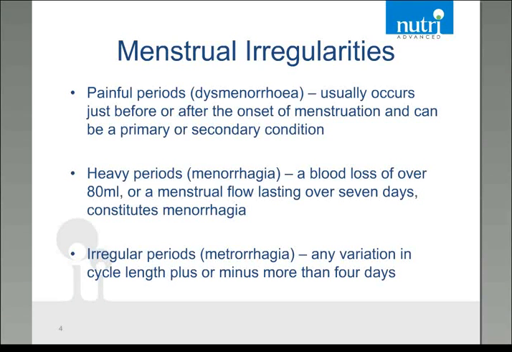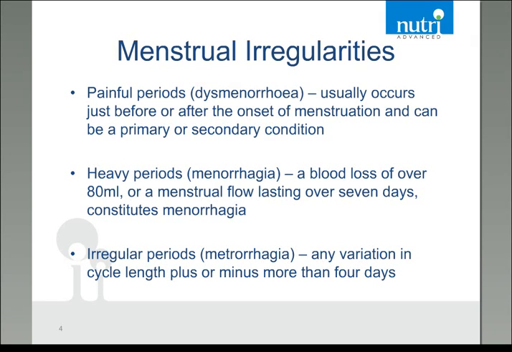Heavy periods, menorrhagia, is a blood loss of over 80 mL for a menstrual flow lasting over 7 days. Don't forget when you're speaking to your clients about heavy periods, don't ever accept the word it's normal, because actually what does normal mean? Ask them how often they have to change their pad or their tampon. If they stand up, are they flooding? I've got a client I'm thinking of here who has to wear 4 pads at one time to prevent her from flooding. That, in my opinion, is heavy. So, 80 mL is quite a significant amount of blood loss.